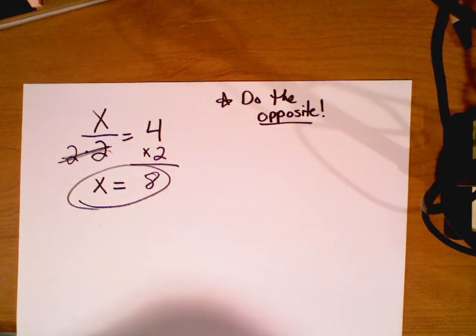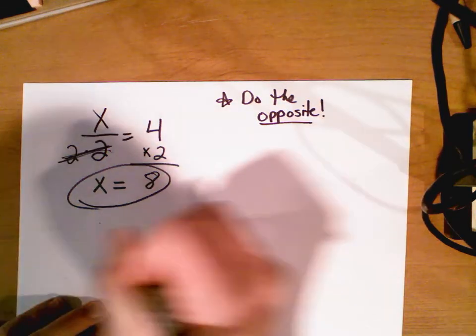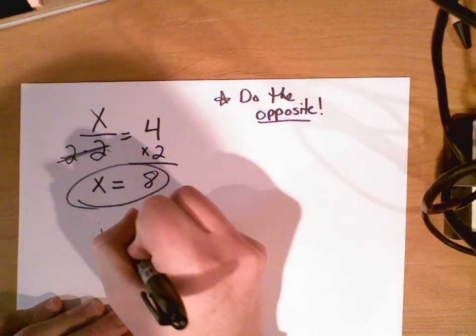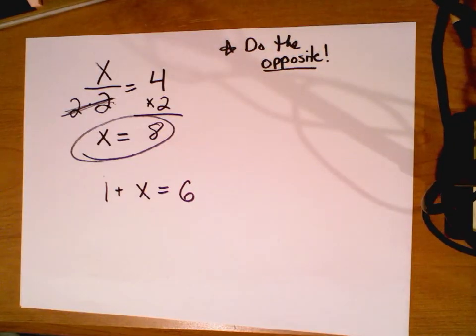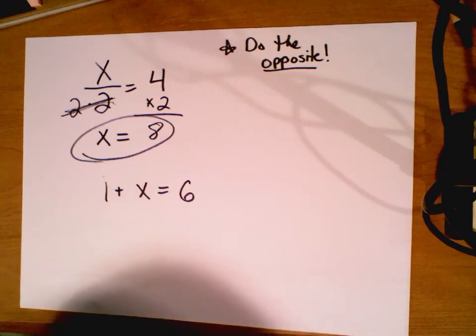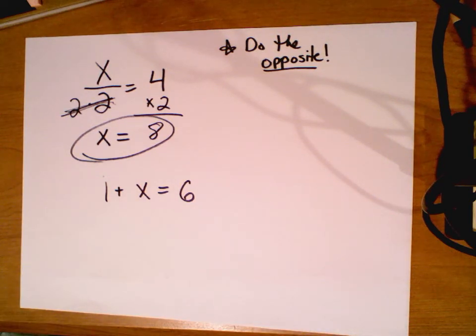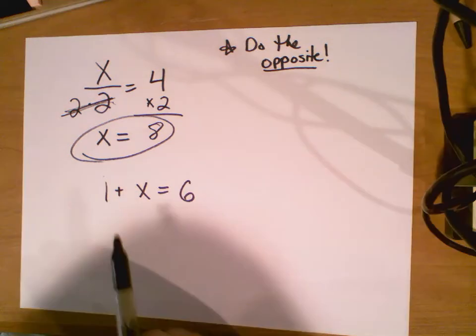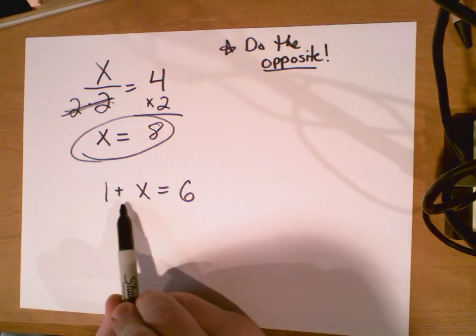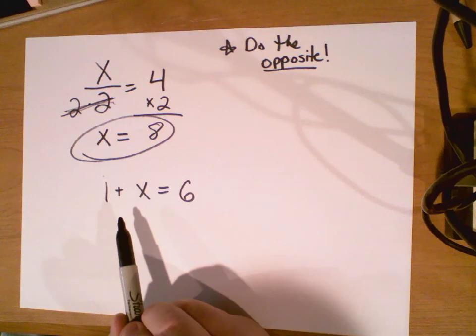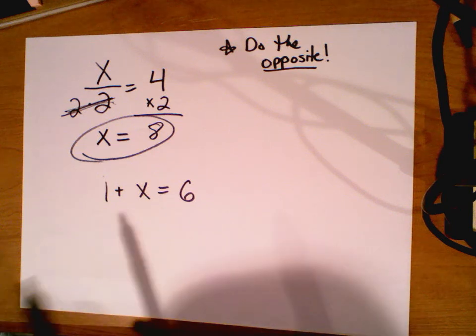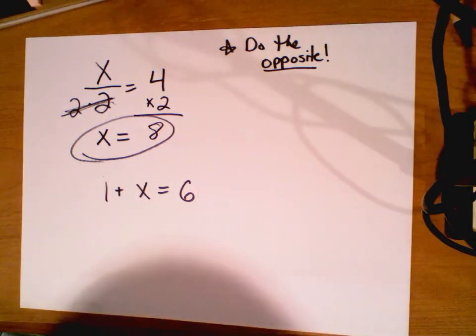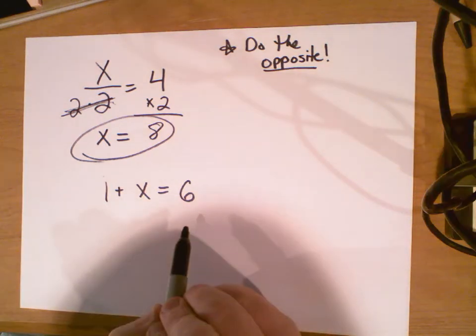Let's do another one. Another good example is number 3: 1 plus x equals 6. If we have a look again, the first question I'm going to ask myself is: is x being added, subtracted, multiplied, or divided? In this case, x is being added, so that means we have to subtract. Now again, combining like terms, the two numbers that I can combine here are 1 and 6. So I'm going to subtract 1 from both sides.